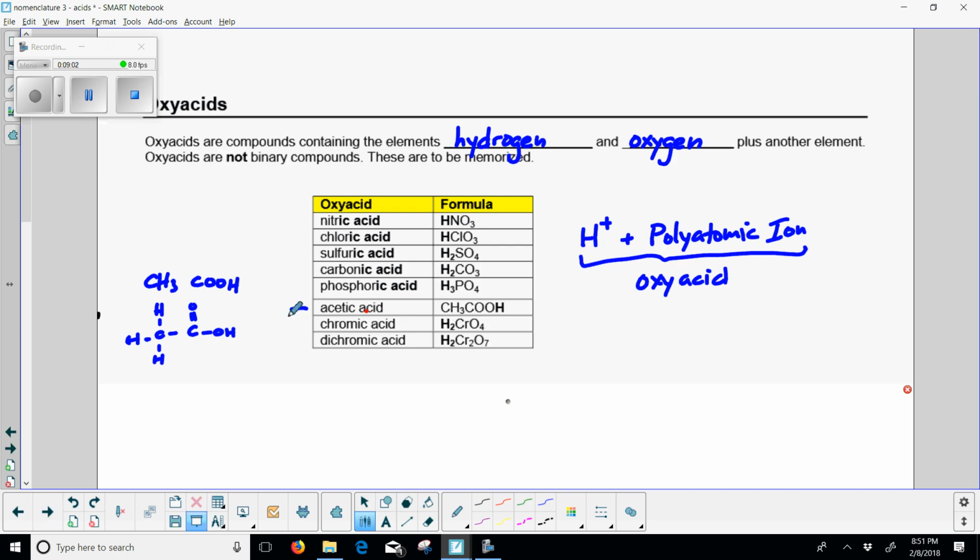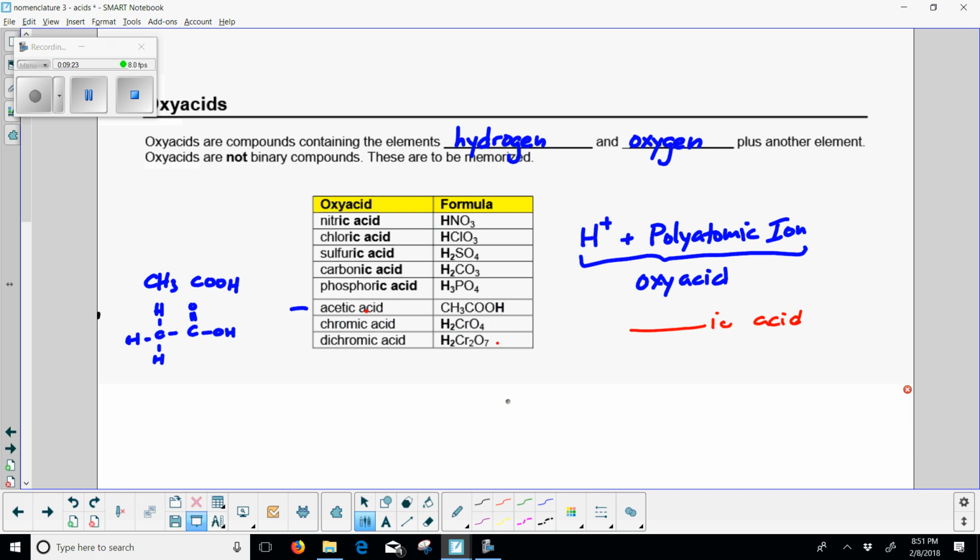So this is the note that you have in your workbook. So I'd just like you to put this over here at the side. H plus polyatomic ion gives you oxyacid. And when you have this, it's space ic acid. So all of these. So for example, you might have a chromate ion associated with hydrogen. So this is chromic acid.